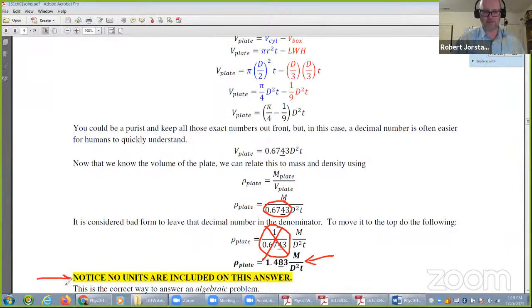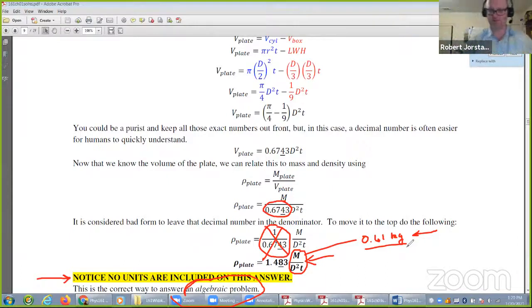Why don't we have units though? All day I've been saying, check the units, make sure you look at the units. It's because it's an algebraic problem. If you plugged in a number for mass, it would have, say, like 0.61 kilograms. The units would be included when you plug in the numbers. So typically, we do not include units on algebra problems. We do include units on numerical problems. Not always, there are exceptions, but by and large, that's the rule I want you to remember for now.